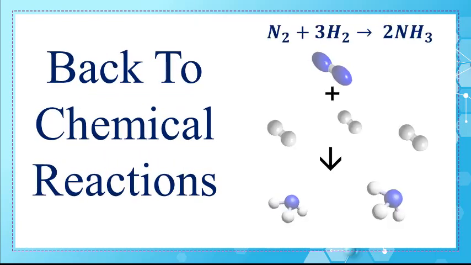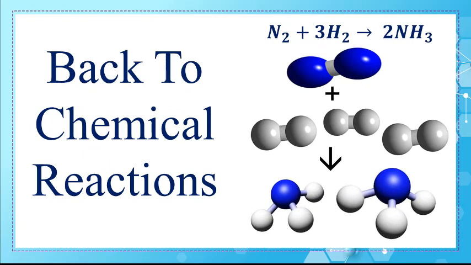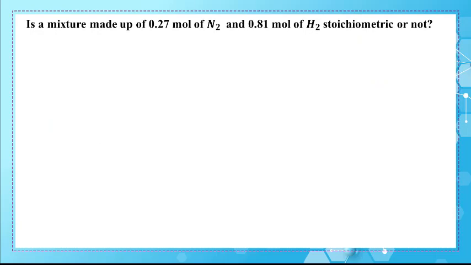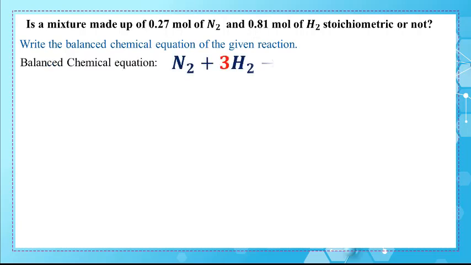Back to chemical reactions. Let's do applications together. Is a mixture made up of 0.27 moles of N2 and 0.81 moles of H2 stoichiometric or not? Write the balanced chemical equation of the given reaction. N2 plus 3H2 gives 2NH3. Find the ratios of the reactants.